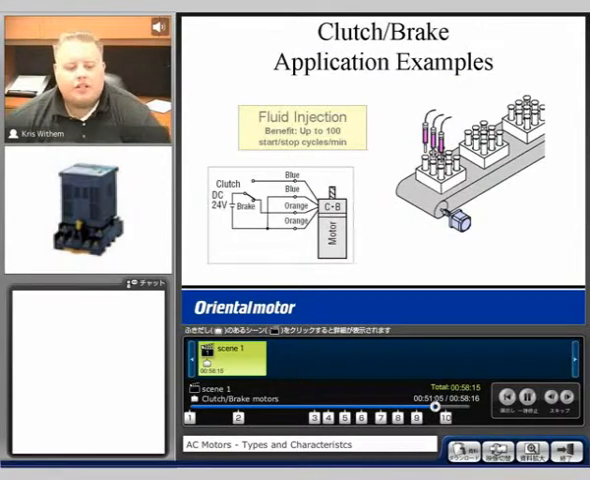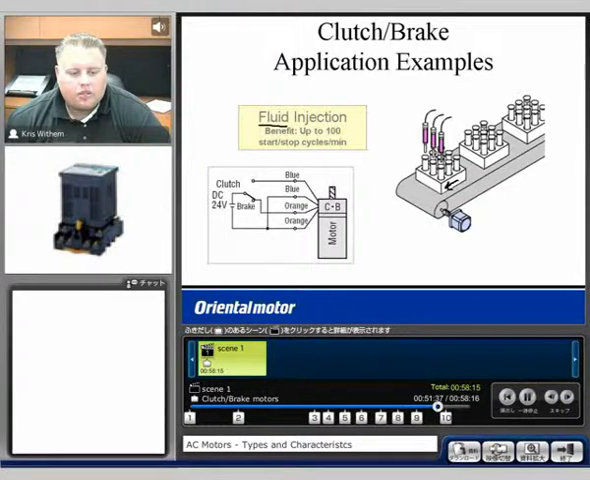Clutch brake application examples. What we have is a fluid injection system, very common for this type of thing in the medical application field. With the clutch brake, it can disengage and re-engage smoothly without having any massive jerking or inrush current, as we talked about before. So these test tubes would be able to move along in this direction here, and as it's moving, they would be able to stop, disengage, and re-engage to have the tubes filled up.